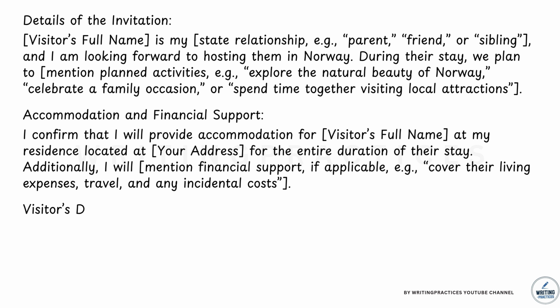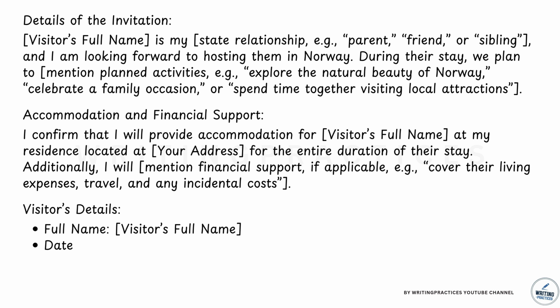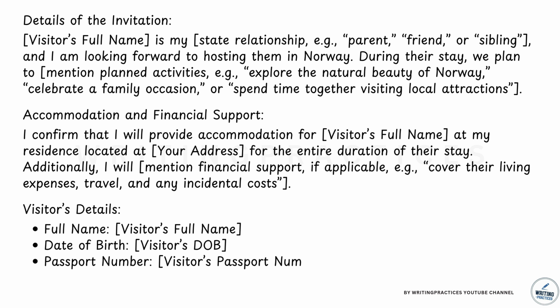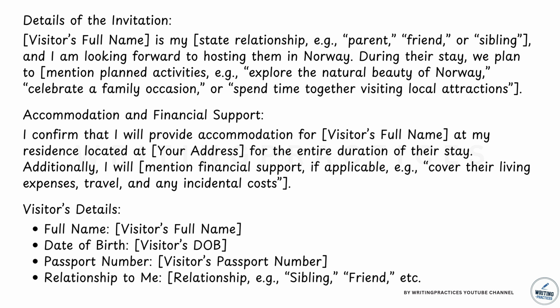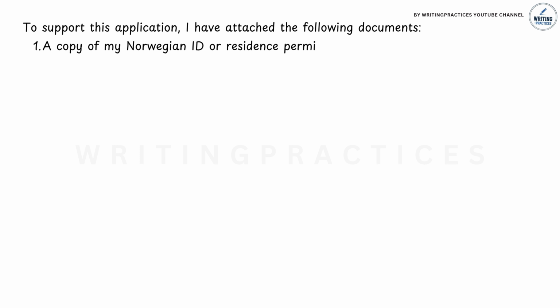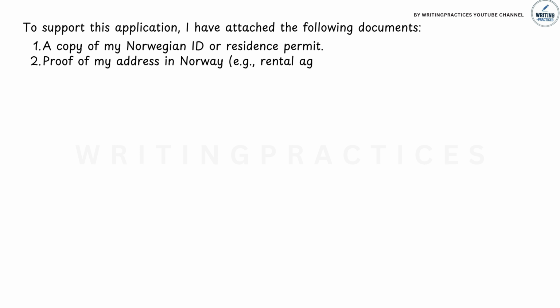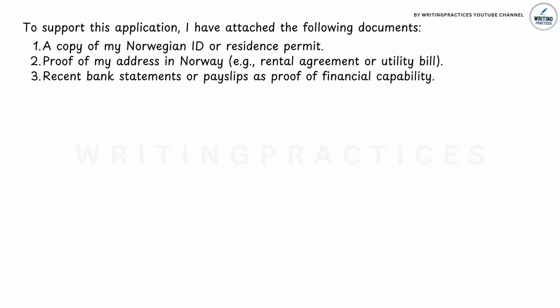Visitor's details. This section outlines key details about your visitor, making it easier for the embassy to verify their identity. Include their full name, date of birth, passport number, and your relationship to them. For example: Full name, visitor's full name. Date of birth, visitor's date of birth. Passport number, visitor's passport number. Relationship to me, relationship such as sibling, friend, etc. Accuracy is vital here, so double-check these details before submitting the letter.